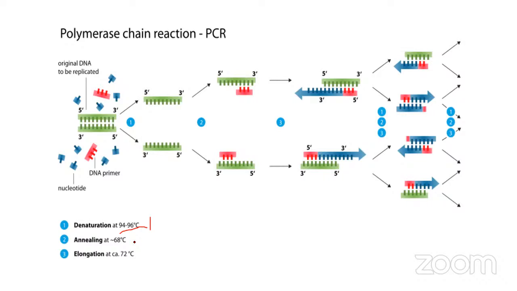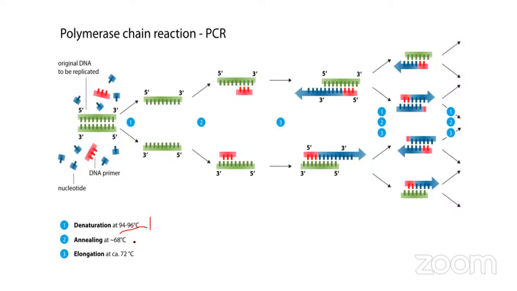Denaturation, annealing, and elongation. Okay, thank you very much. So at what temperature does denaturation take place? 94 to 96 degrees centigrade. You can pick 94, you can pick 95, you can pick 96. That's fine. Thank you so much. And what of elongation? At 72 degrees centigrade.